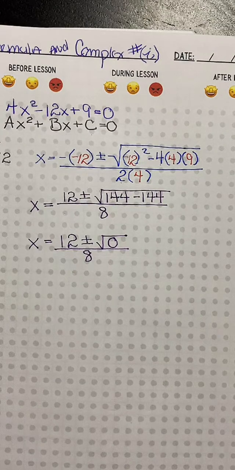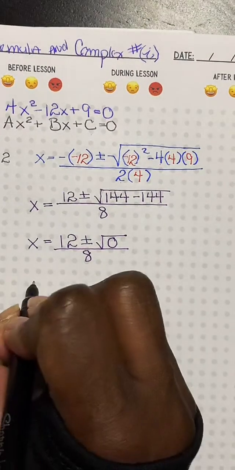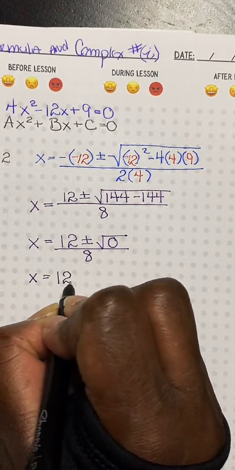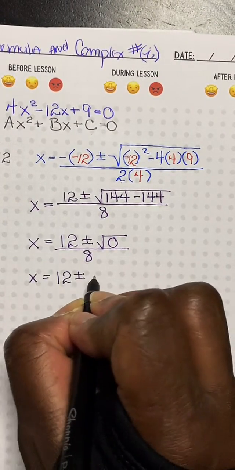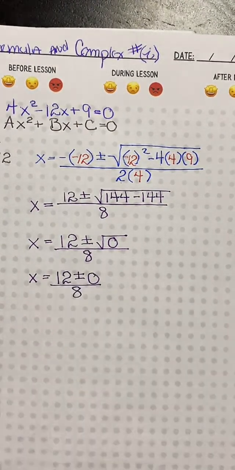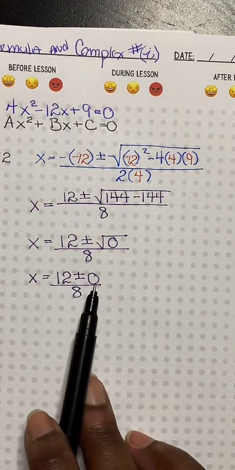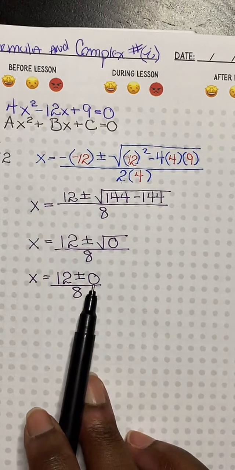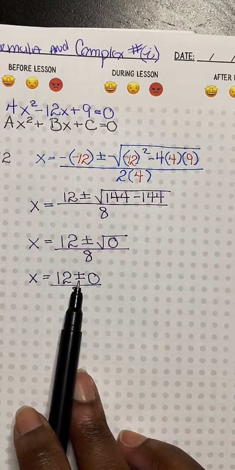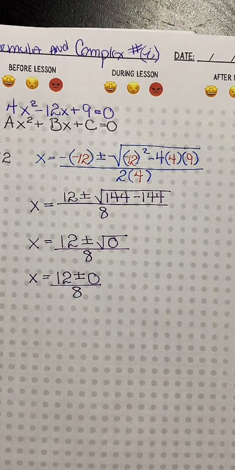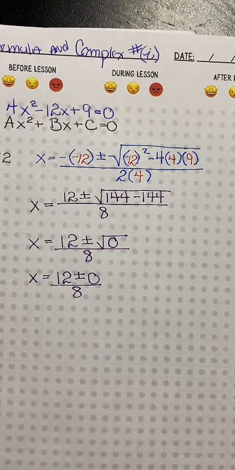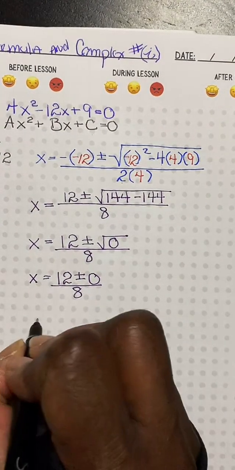So square root of 0, that is going to give me a 0. So that means I have 12 plus or minus 0 over 8. Now, 0 is a placeholder because 0 is neither positive nor negative. So we're actually seeing there's two solutions, but let me show you what's happening.